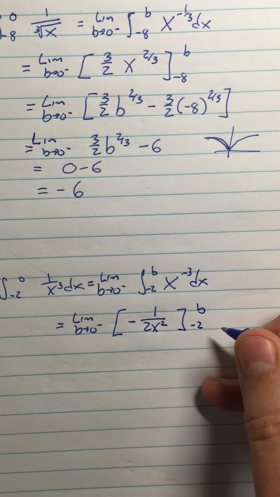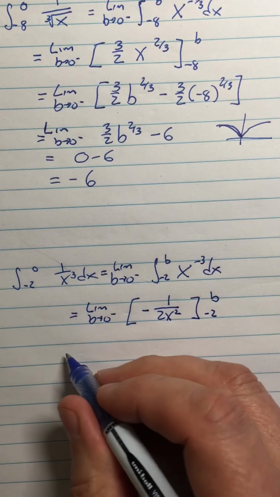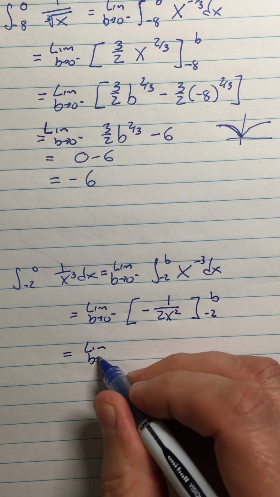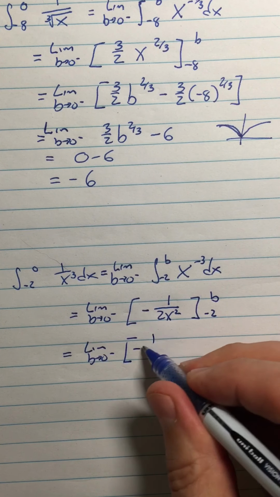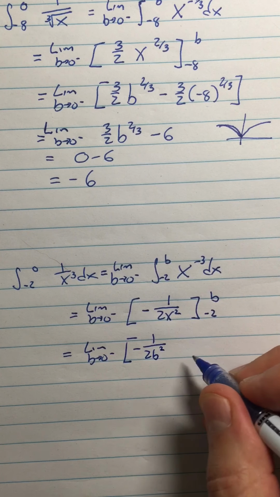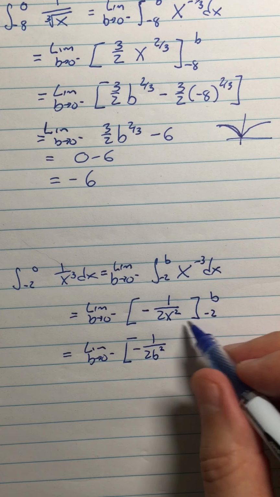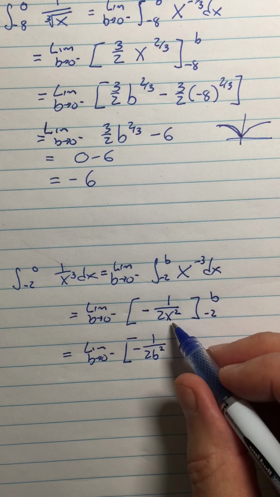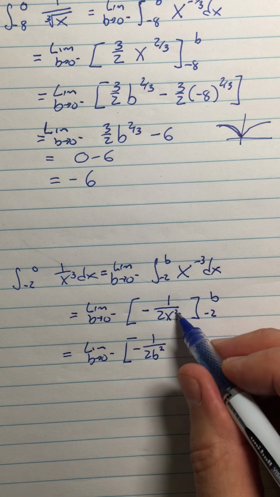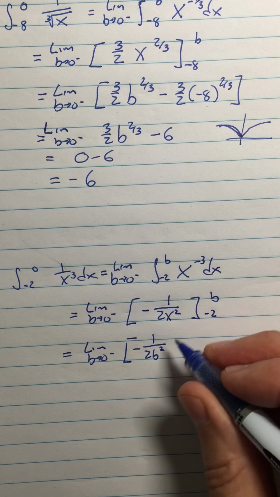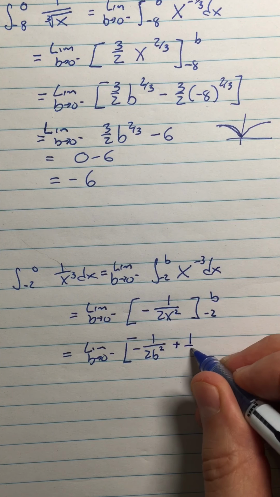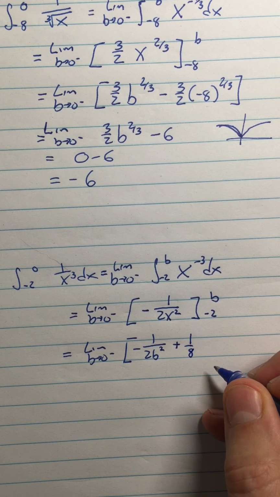negative 2 to b. Okay, so then that equals the limit as b approaches 0 from the left of, so we're going to put in the b first, so we have negative 1 over 2b squared. And then when I put in the negative 2, we can think about the sign ahead of time. So I put in the negative 2, I'm going to get positive 4, positive 8, negative 1/8, minus for the fundamental theorem, so I get plus 1/8. All right, does that sound right? Yeah, okay, it does sound right.